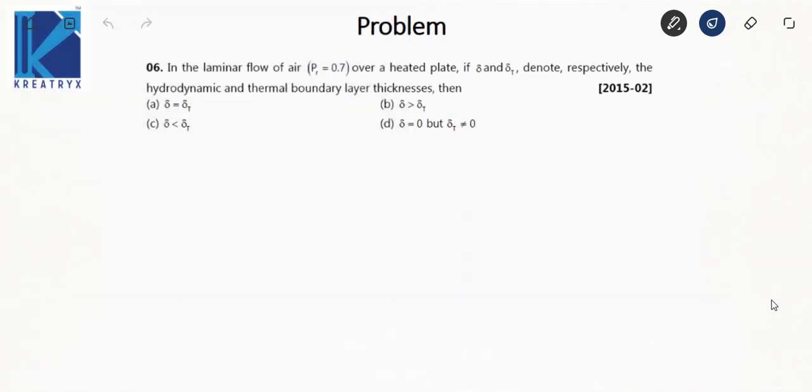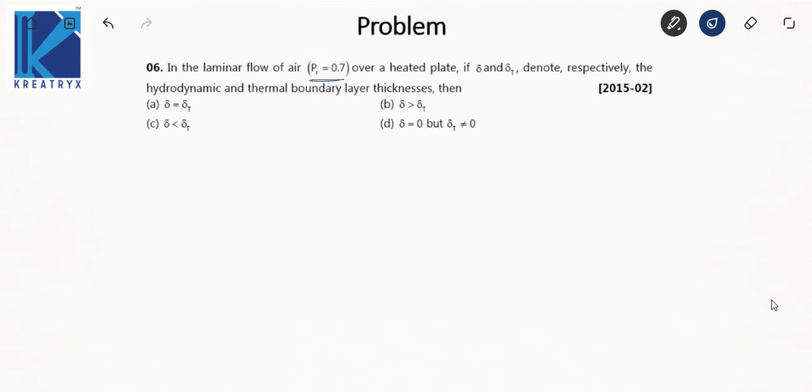In the laminar flow of air, the Prandtl number is given as 0.7 over a heated plate, where delta is the hydrodynamic boundary layer thickness and delta T is the thermal boundary layer thickness. The relation between the two boundary layer thicknesses has been asked.